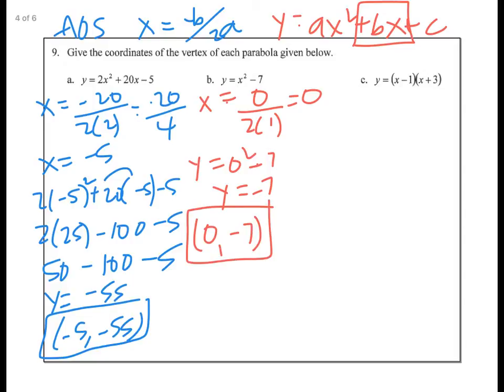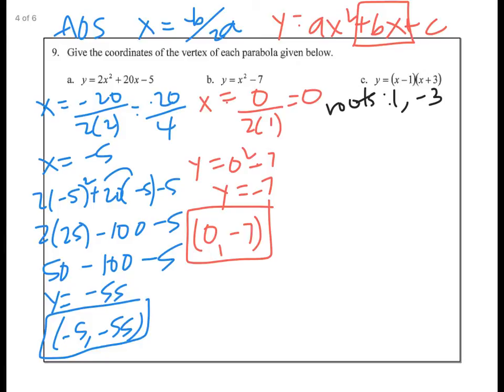C is a little bit different. It wants to be special. This one is in factored form. So if you remember, we know our two zeros are our roots. So here, our zeros or our roots are at 1 and negative 3. That's where our roots are.